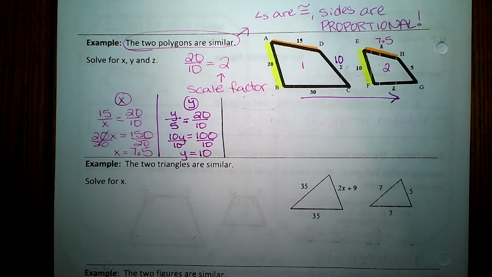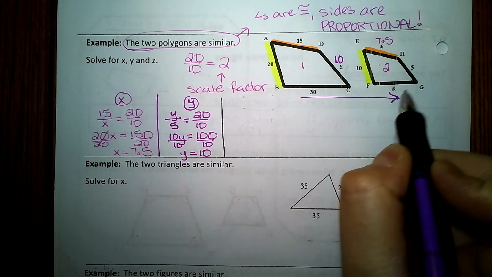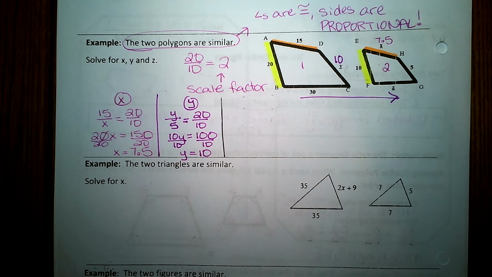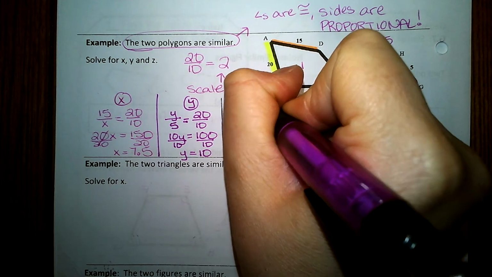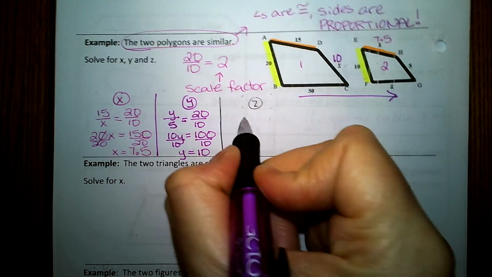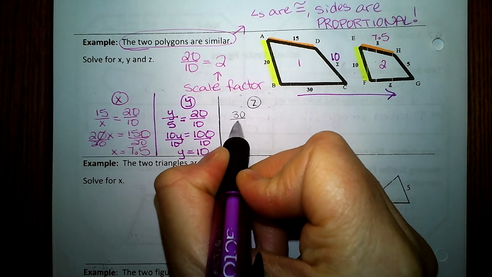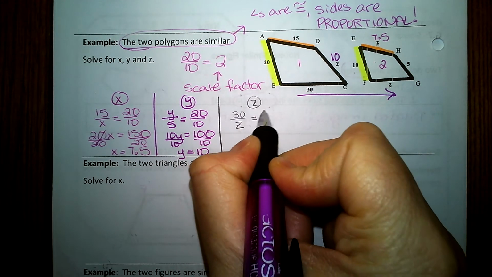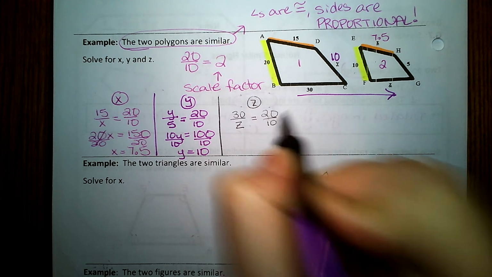Okay, let's find a proportion that would solve for z. z is down here on the bottom. 30 is down here on the bottom. That's a set of corresponding parts. So I'm moving from left to right. 30 can be compared to z just as 20 can be compared to 10.